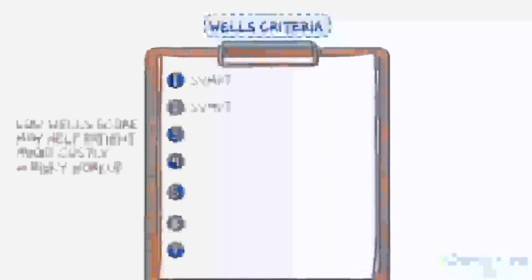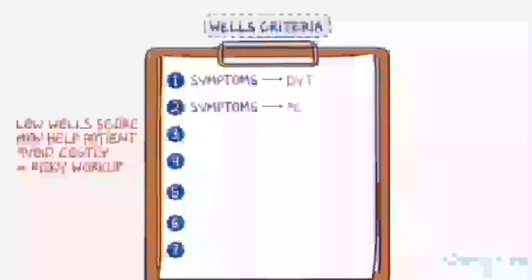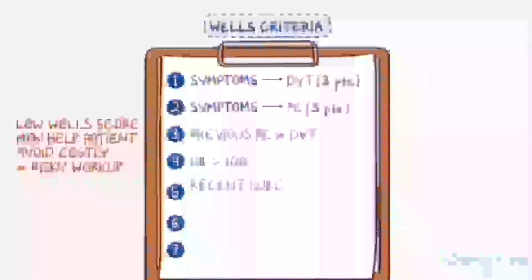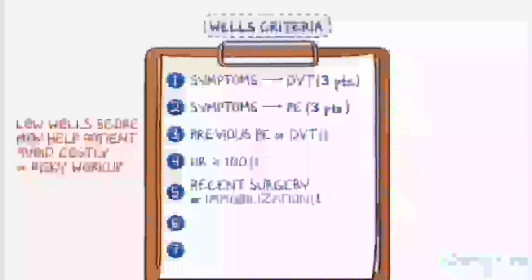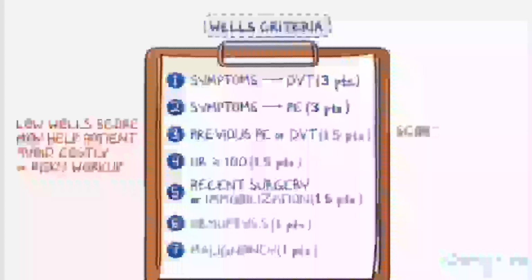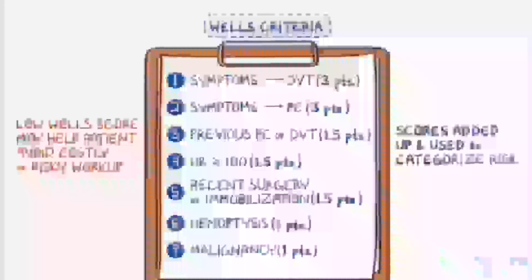Clinical signs and symptoms that point to DVT and PE as the most likely diagnosis are scored 3 points each. Previous PE or DVT, heart rate above 100, and recent surgery or immobilization are scored 1.5 points each. Lastly, hemoptysis and malignancy are given 1 point each. These scores are added up and used to categorize the patient's risk into one of 3 probability groups.